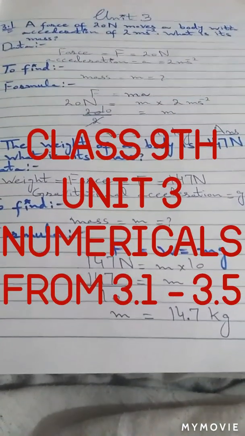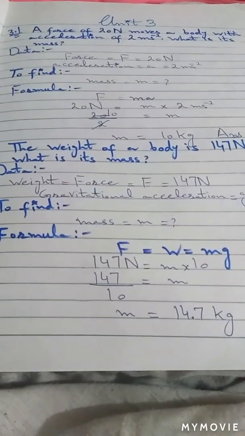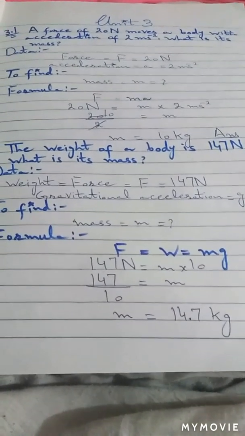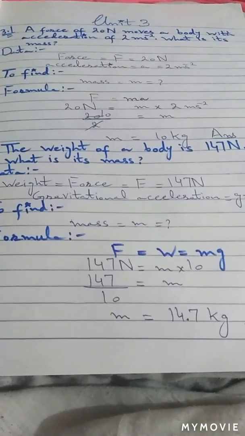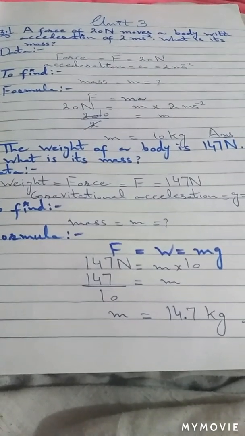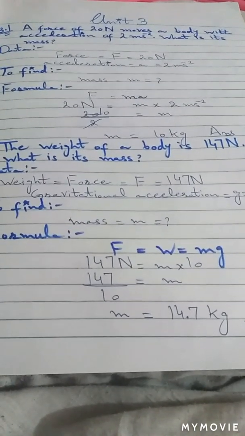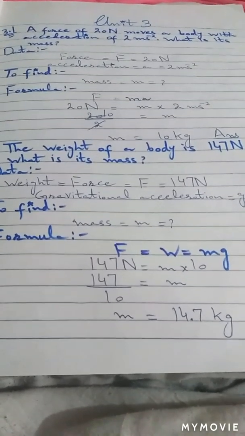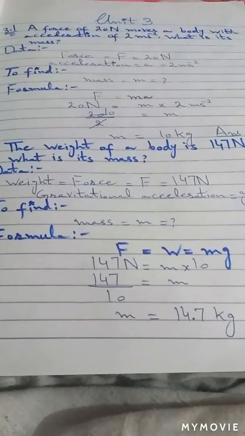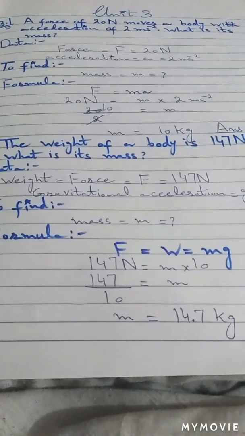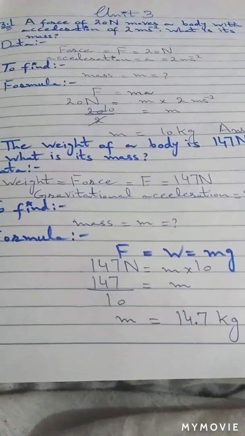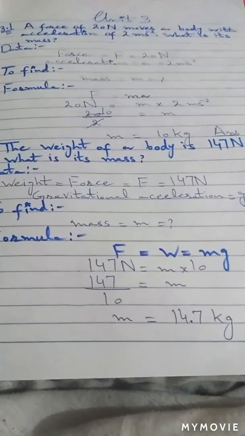So today our topic is about unit 3 numericals, and our first numerical is: a force of 20 Newton moves a body with acceleration of 2 meter per second square. What is the mass? So data here is force equal to 20 Newton and acceleration is 2 meter per second square. To find here is mass, so the formula we are going to use is Newton's second law of motion, that is F is equal to ma. By putting the value of force and acceleration, we get the mass that will be equal to 10 kg.